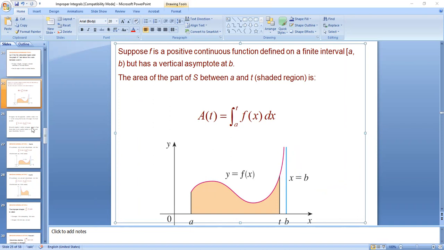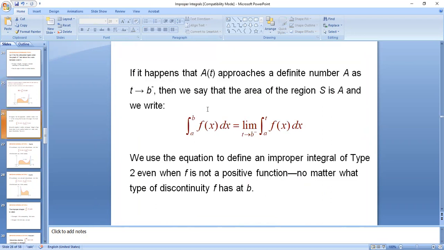So let's go to that slide. If it happens that the integral of f from a to t approaches a definite number A as t approaches b from the left, then we say that the area of the region S is A, and we write that the integral of the function from a to b is equal to the limit of the integral of that same function from a to t as t approaches b from the left.